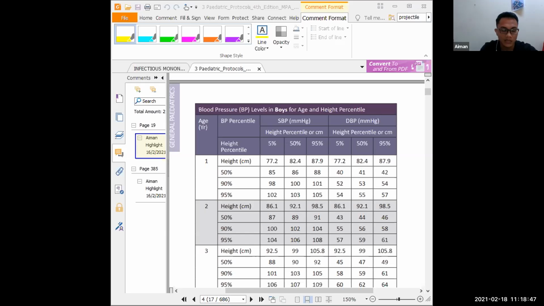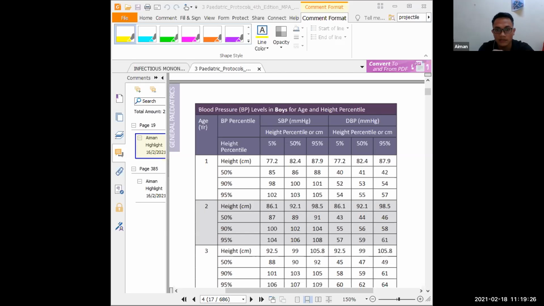So again, if the patient is age 1 to 13 years old, the normal is below the 90th percentile, or it is below 120 over 80. In elevated, it is more than 120. In stage 1 hypertension, it is 130 over 80 for the diastolic, so it's between 130 to 139.